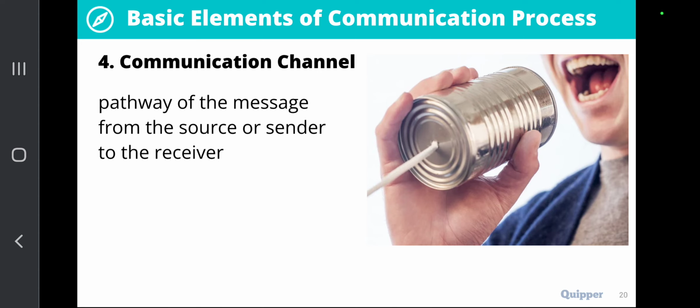Now, here's another element of communication process. The communication channel in which muagi ang imuhang mensahe. Muagi ang unsay gusto nimong ipaabot sa receiver. Again, the pathway of the message. Now, in this regard, nowadays, we have a lot of communication channels available. We can do it print. We can also do it digital.